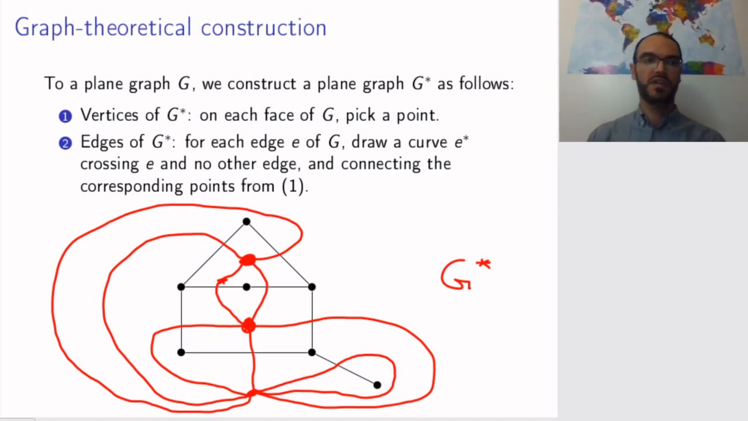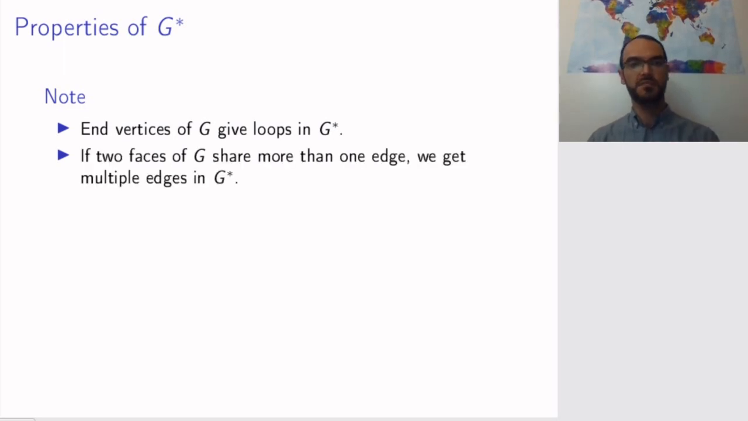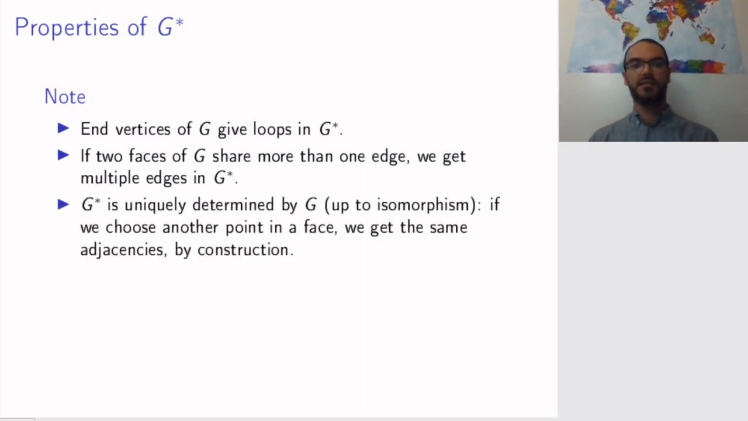So to put these together in writing: end vertices give loops. Two faces sharing more than one edge give multiple edges. And the red graph G star is uniquely determined by the original graph up to isomorphism, since we get the same number of vertices and the same vertices will be adjacent to each other, and then by definition the graph will be isomorphic.